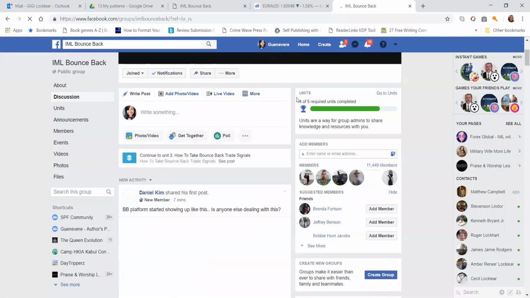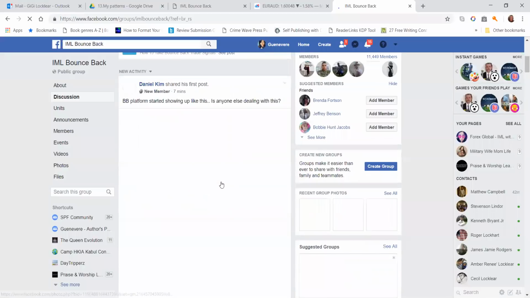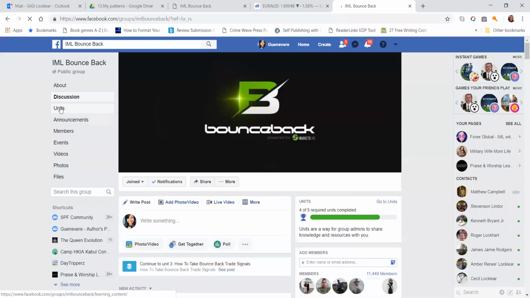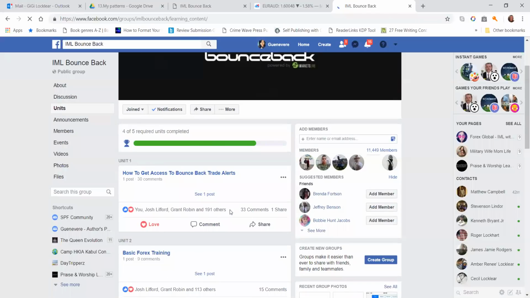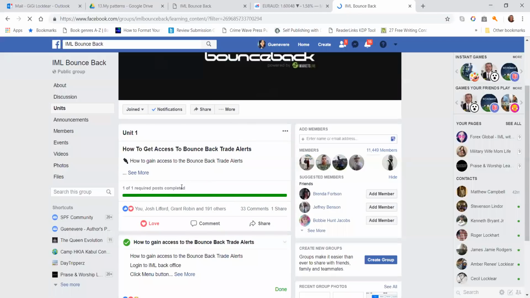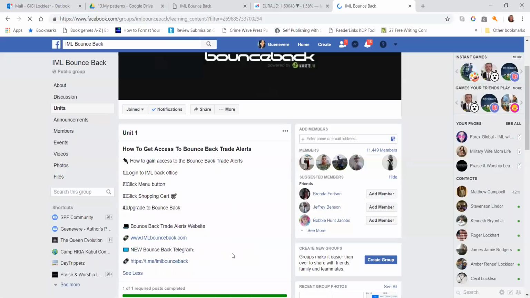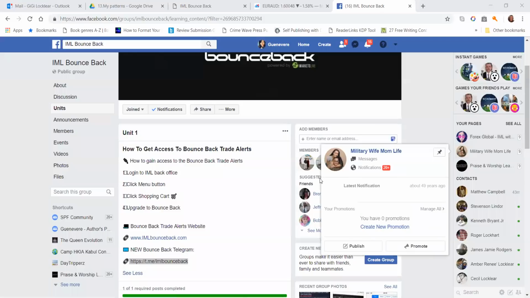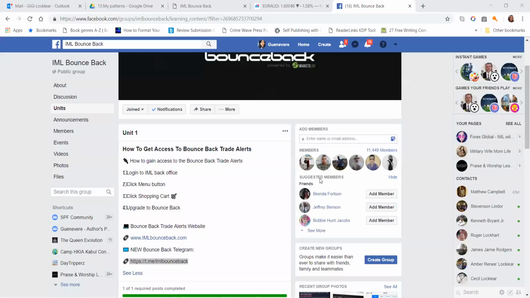So I've done 4 out of 5 units. I need to do the last one, I guess, but I really don't need it. But I'm going to do it just to say that I did it. This is the IML bounce back. If you go over here, it says units. And one of these has the Telegram, so I'll put it in the chat so you can get the alerts saying that a new alert has gone out. Oops, I sent it to the wrong person. I sent it to Josh. All right, everybody should have that now.